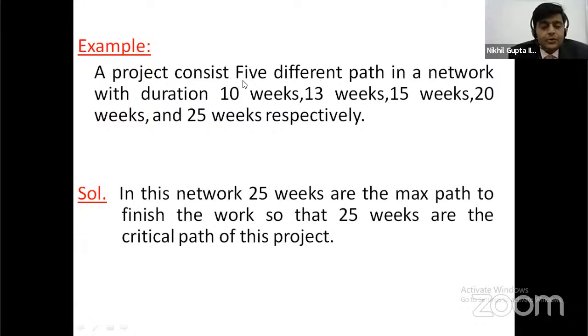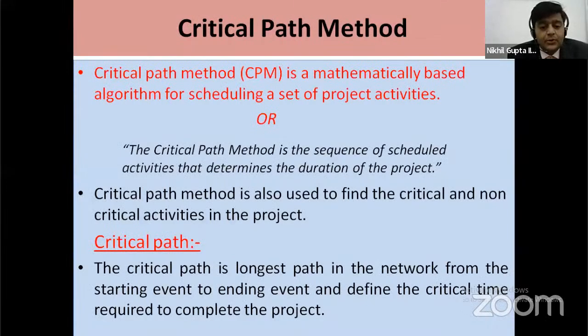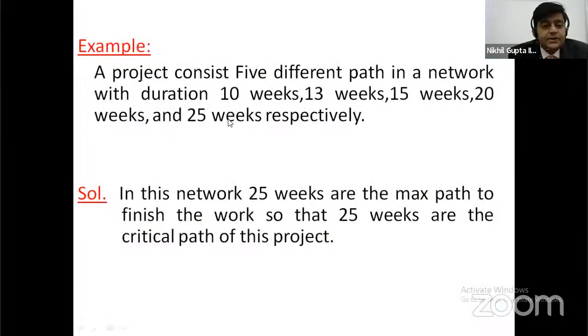In this overall project network, we can see that 10 weeks is the minimum time frame and 25 weeks is the maximum time frame. I have already discussed that the critical path is the longest path. We can see in this slide, the critical path is the longest path. So in this project, 25 weeks is the longest duration. So we can say that 25 weeks is the longest path of this network or project.